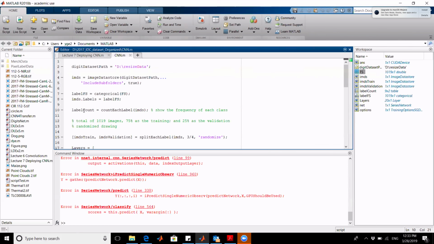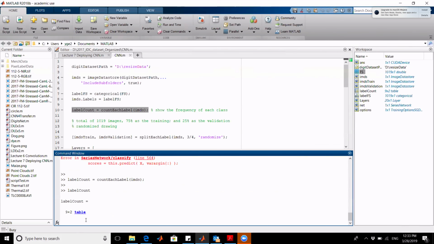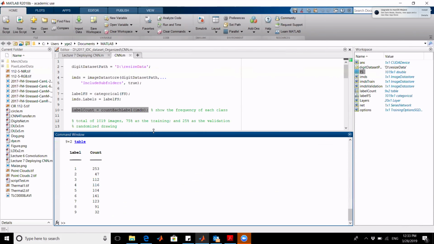It also provides a really nice function called count each label, which basically helps you count labels. I'll say label count, and it prints out a table that shows you the distribution of those classes. This becomes important when you have really imbalanced classes. If you have way more female than male, then you have to use some strategies to balance your algorithm.